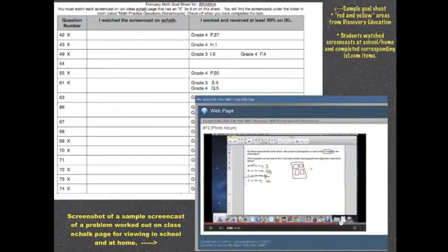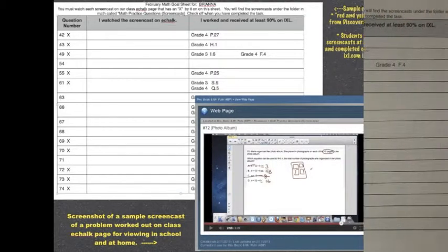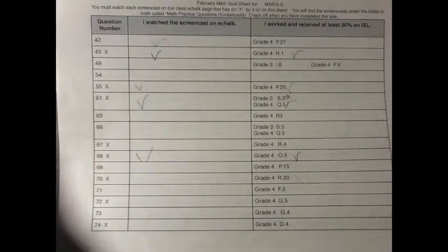Here is a sample goal sheet that was created for the class's yellow and red areas from the Discovery Education Assessment. We made screencast videos on those areas and uploaded them onto our eChalk page. We indicated this particular student's area of need with X's. She is to watch the screencast and then practice the corresponding problems on IXL.com that are listed on the right of the goal sheet. This can be completed in class or at home.